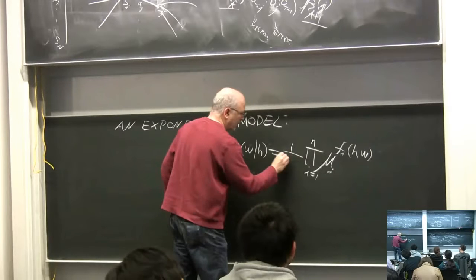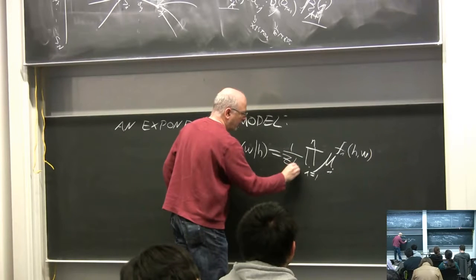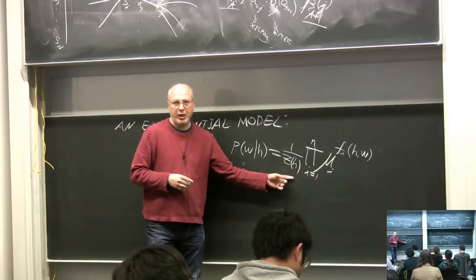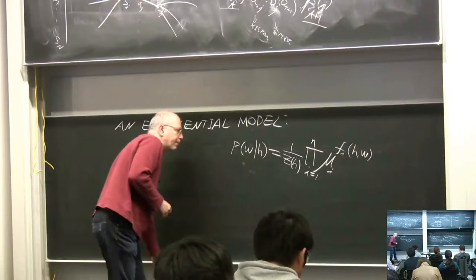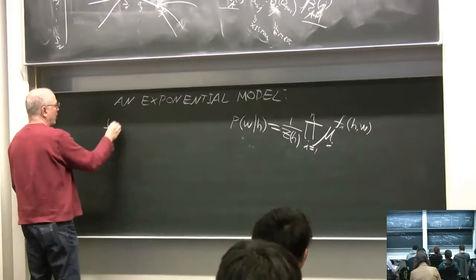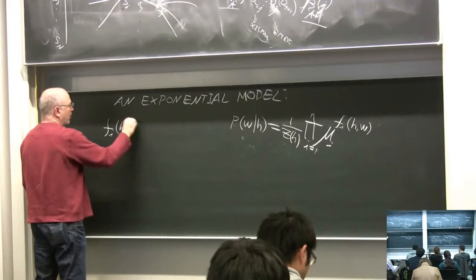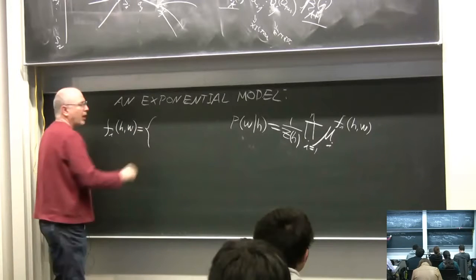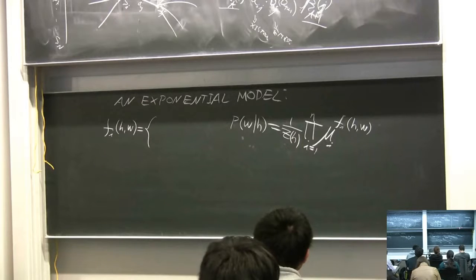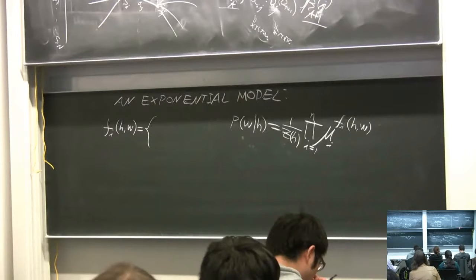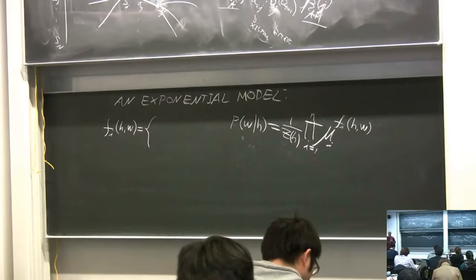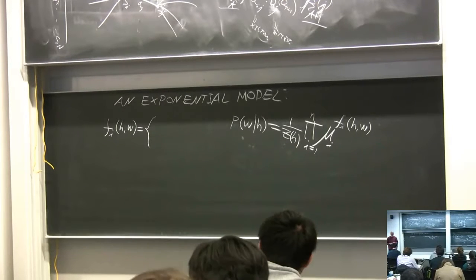Let me just write something here. This is how I define a conditional exponential model, where f_i of h and w is usually an indicator function that takes on the value 0 or 1. It will take on the value 1 for some conditions of h and w, and otherwise it'll take on the value 0.